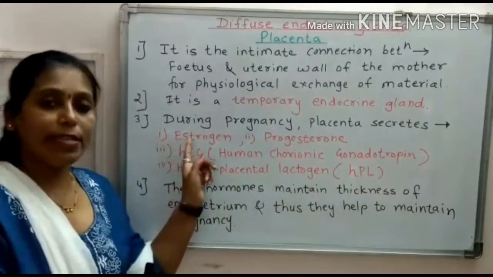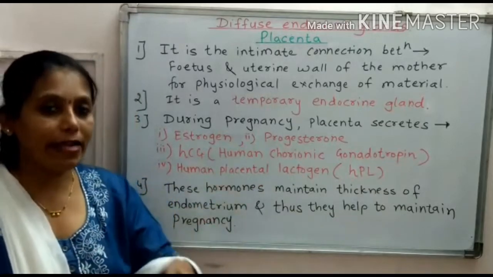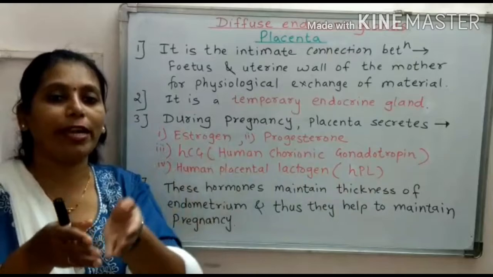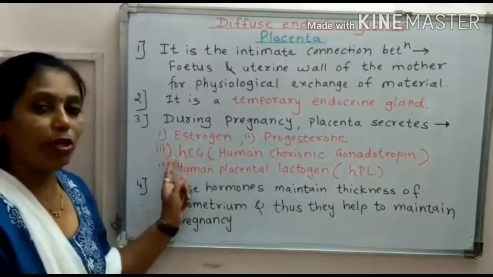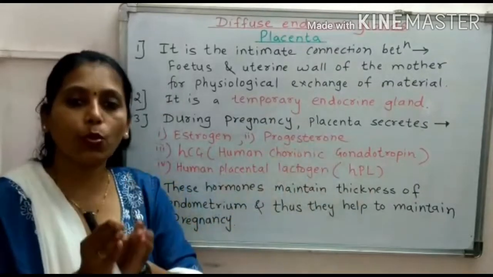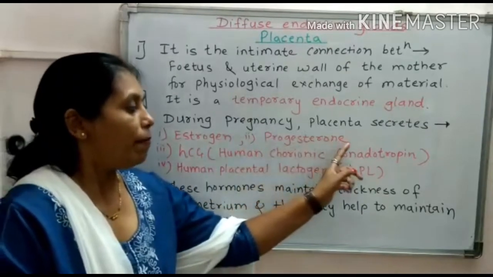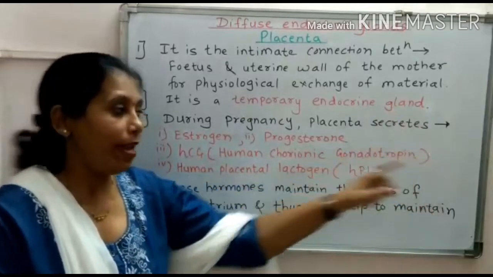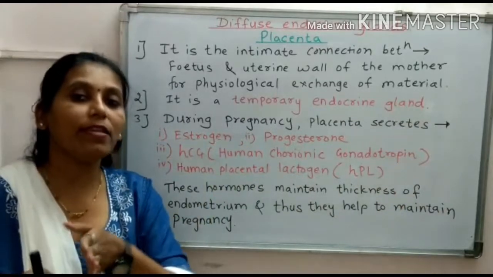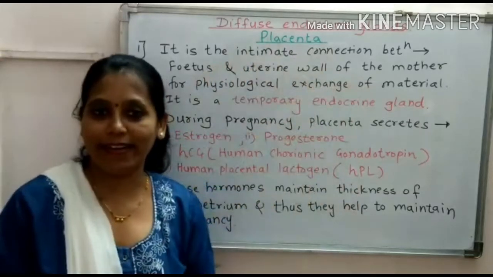One more thing: estrogen and progesterone, no doubt, help to maintain the pregnancy, but additionally estrogen and HPL are also responsible for the development of the mammary gland. The hormone HCG, human chorionic gonadotropin, is exclusively secreted by the placenta. So if this hormone is found in the urine of a female, it is the indication that the female is pregnant. So this is all about the hormones secreted by the placenta.